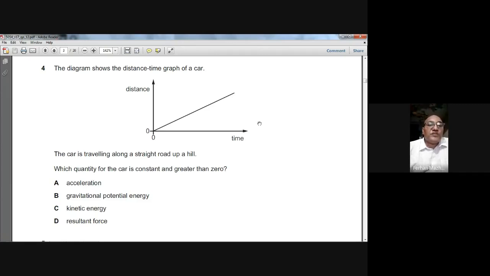And the kinetic energy of an object depends on the speed. Kinetic energy is 1/2 mv square, where v is the speed of the object. From this graph, I can tell that the speed is constant. Then it means the kinetic energy of the body is constant. So the question is, which quantity for the car is constant and greater than 0? Kinetic energy. So C is the choice. Question number 4, C is the choice.